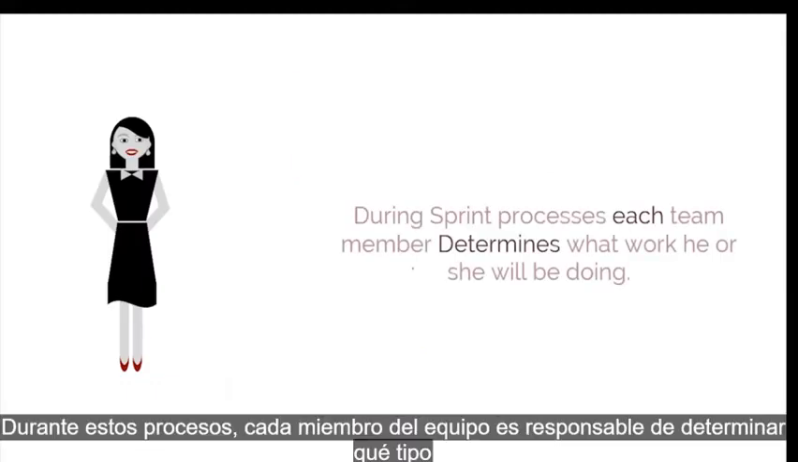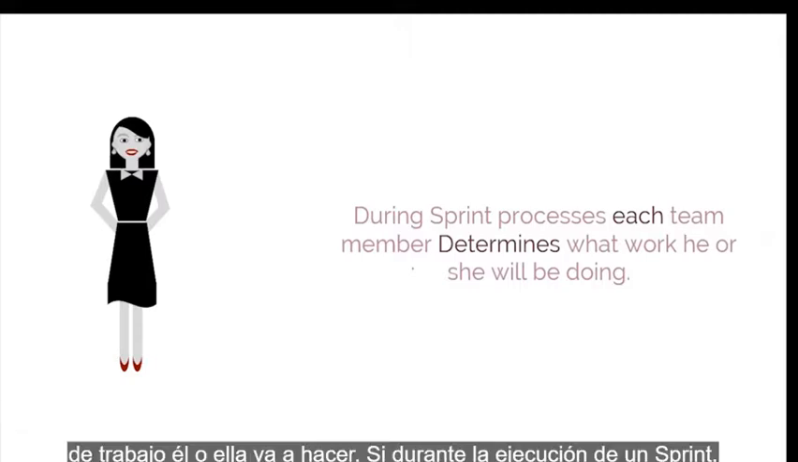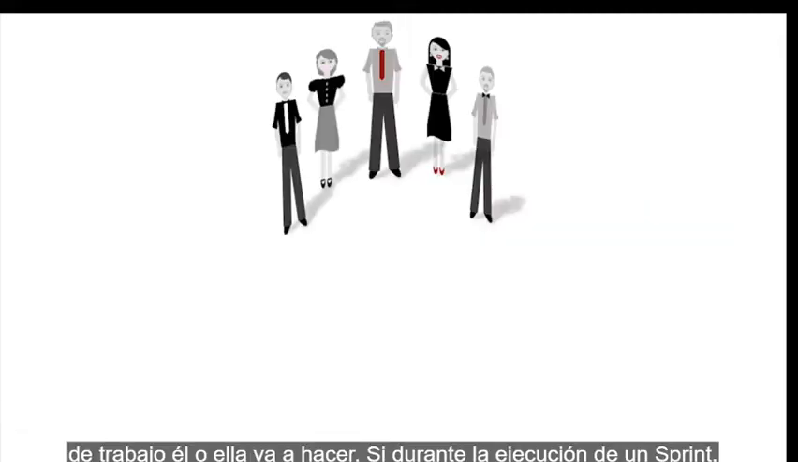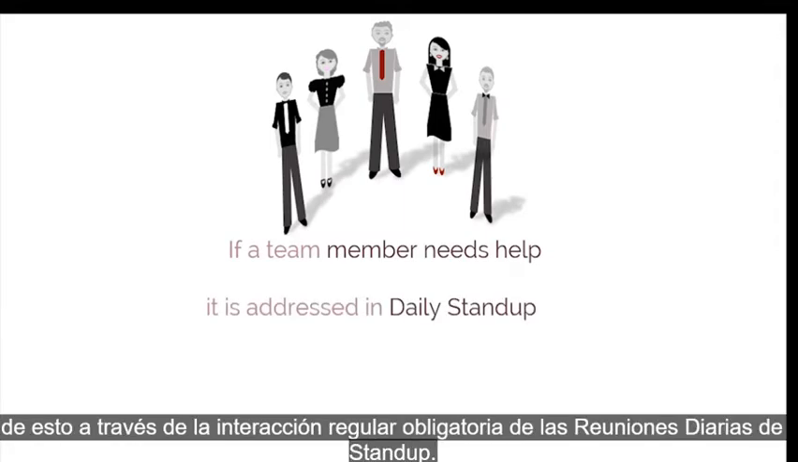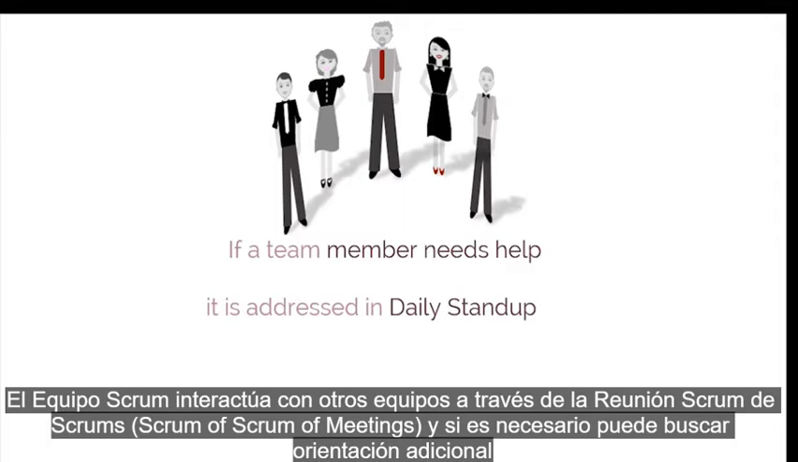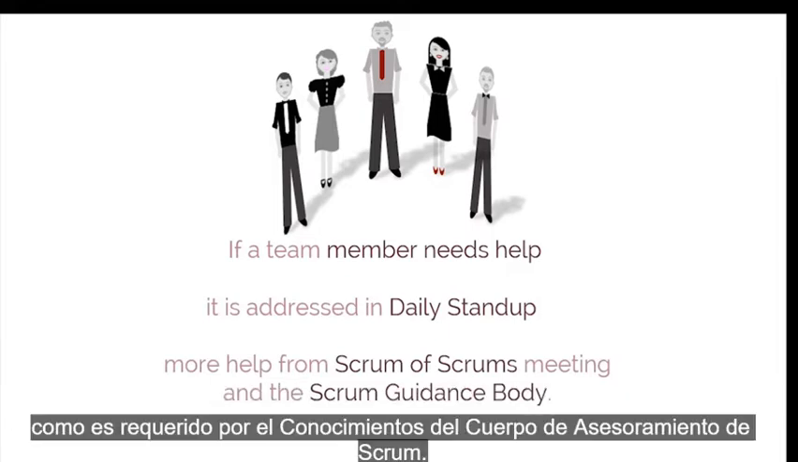During these processes, each team member is responsible for determining what he or she will be doing. During a sprint, if team members need any help completing their tasks, they announce these needs during the daily stand-up meetings. The Scrum team itself interacts with other teams through the Scrum of Scrums, or SOS meetings, and can look for additional guidance as required from the Scrum guidance body.